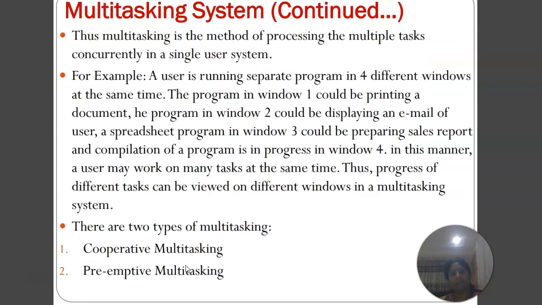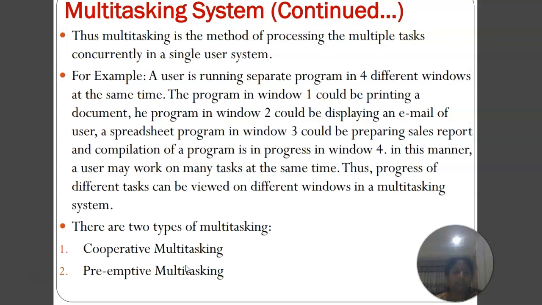Next one is the multitasking system. Multitasking is the method of processing multiple tasks concurrently in a single user system. For example, a user is running separate programs in four different windows. At the same time, the program in window 1 could be printing a document. The program in window 2 could be displaying the email for the user. A spreadsheet program in window 3 could be preparing sales reports, and compilation of a program is in progress in window 4. In this manner, a user may work on many tasks at the same time. Thus, progress of different tasks can be viewed on different windows in a multitasking system.